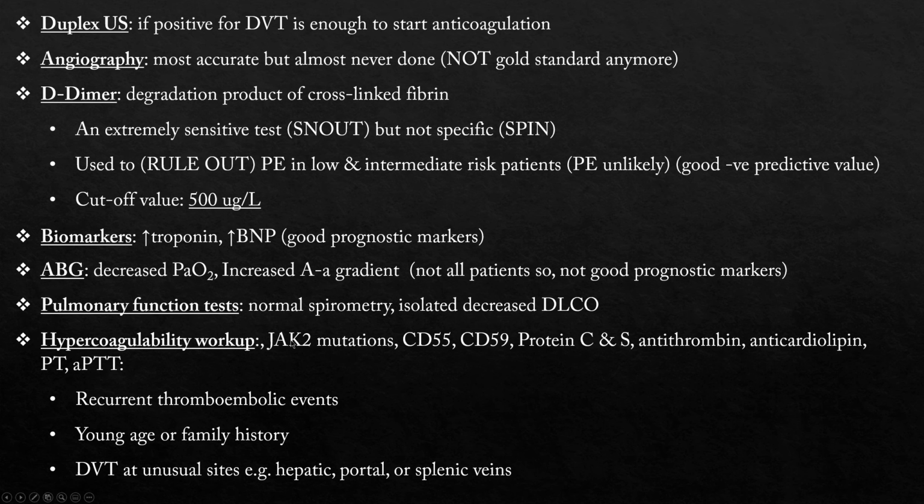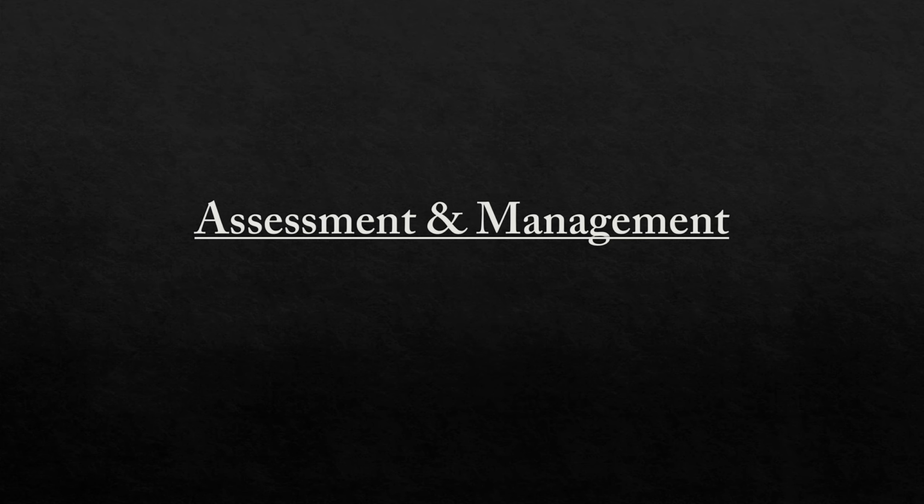You do the JAK2 mutations to see if this is polycythemia vera, for example, or essential thrombocythemia. CD55 and CD59 for PNH, paroxysmal nocturnal hemoglobinuria. Protein C and S deficiencies, antithrombin deficiency, and the anticardiolipin and PTT for antiphospholipid syndrome. All right, assessment and management.